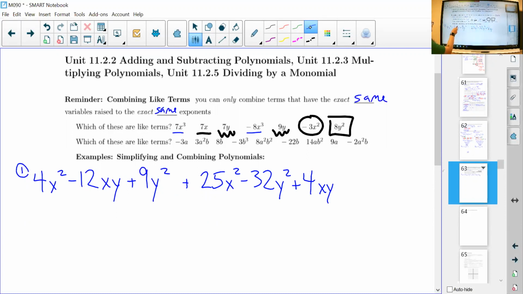Okay, so now I just have a bunch of terms. Let's do the same thing that I did up here. 4x squared. Is there another x squared term? Yes, right here. Notice that I get the sign before as well as that term. Negative 12xy. Do my zigzag here. Any more xy's? Yes, plus 4xy. Again, getting that sign. And finally, plus 9y squared. Do a double underline here.